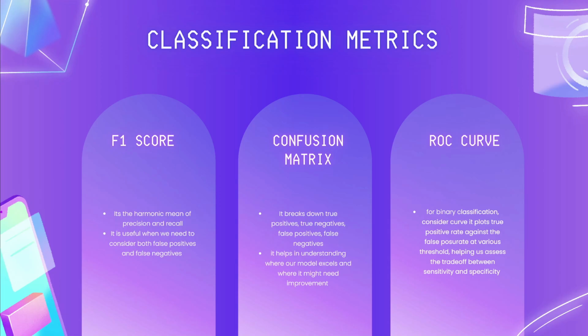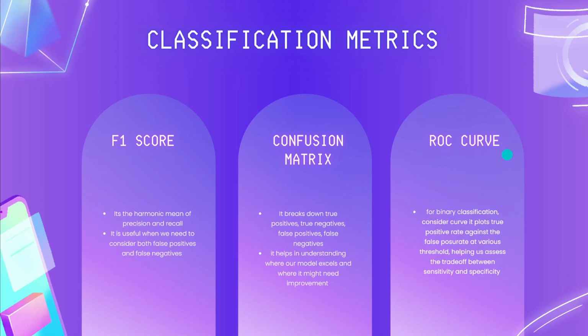Later we have F1 score. Now let's talk about F1 score. It is the harmonic mean of the precision and the recall, offering a balanced measure. F1 score is particularly useful when we need to consider both false positives and the false negatives in our evaluation. Now let's look into confusion matrix. So this matrix breaks down true positives, true negatives, false positives and the false negatives. It's a powerful tool to understand where our model excels and where it might need improvement.